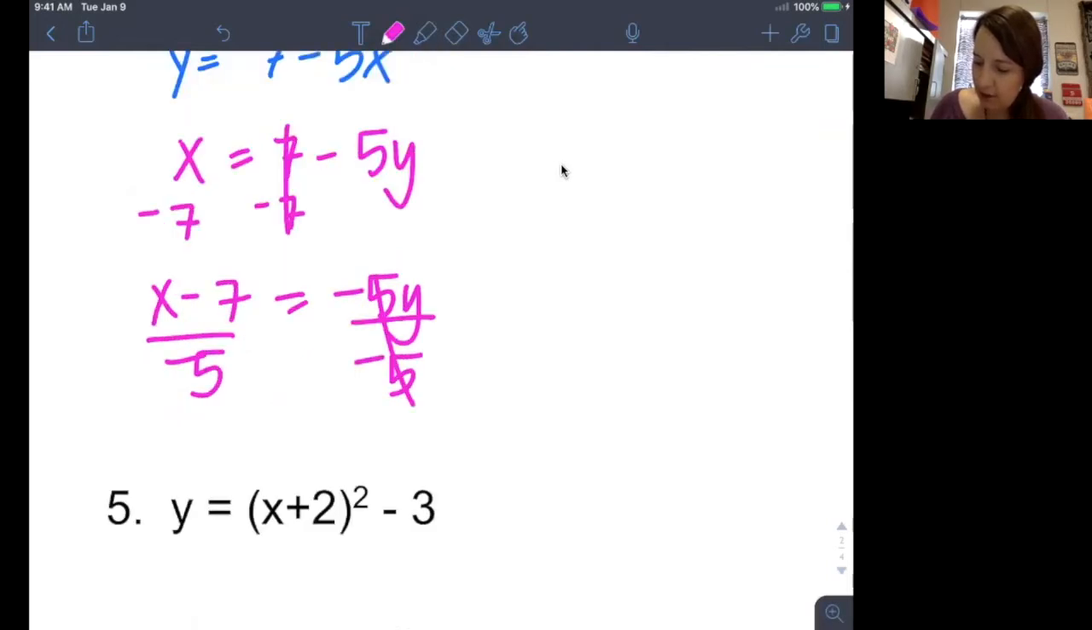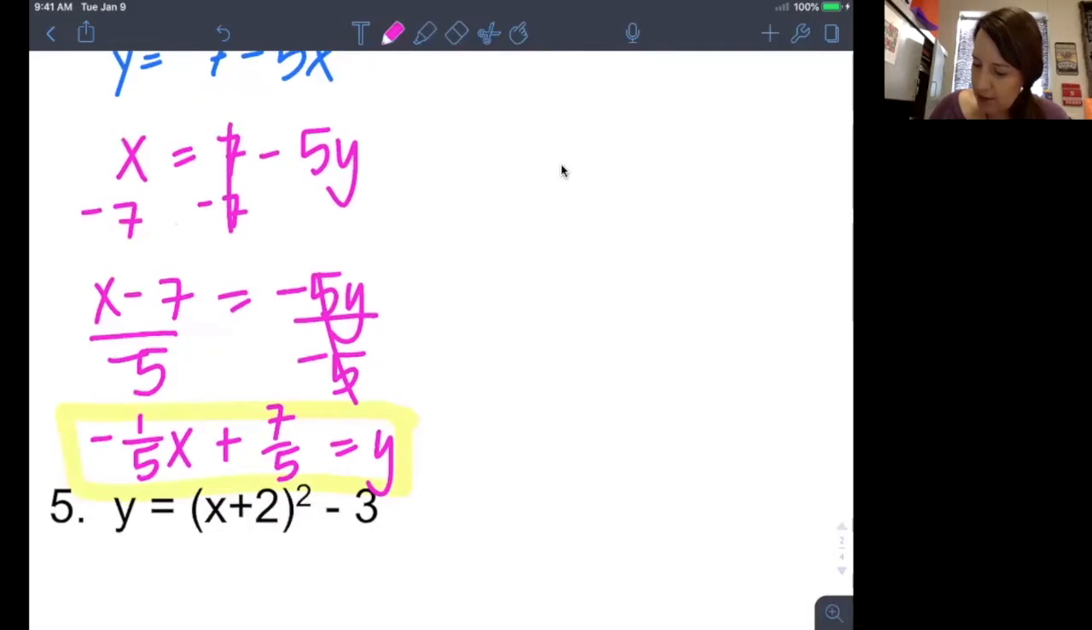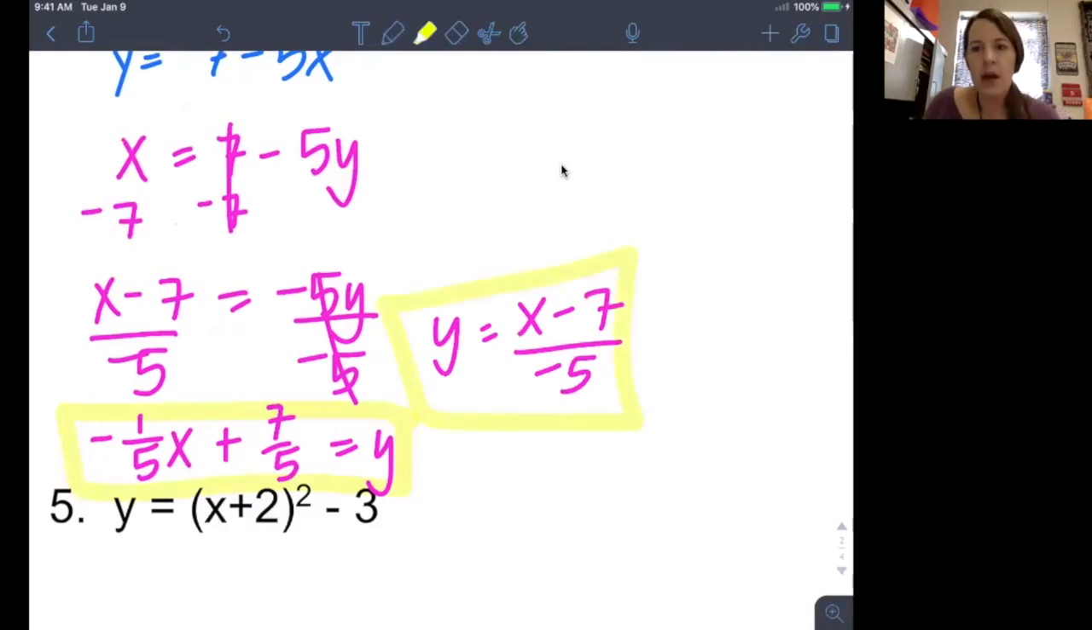Okay, so I have x over negative 5. We can call that negative 1/5 x, or you can leave it like it is. And then negative 7 over negative 5 gives me plus 7 over 5 equals y. So you can either write it like this, or you can leave it as y equals x minus 7 over negative 5. These two things are exactly the same, and you would need to be able to recognize either form if it were a multiple choice problem.